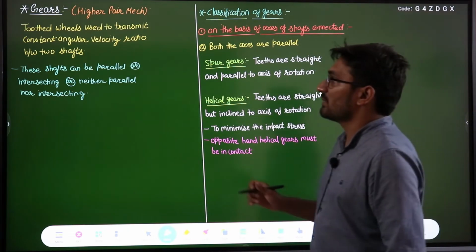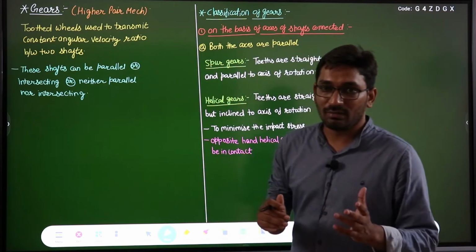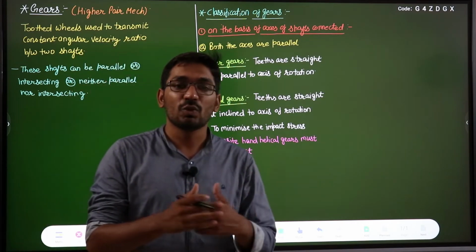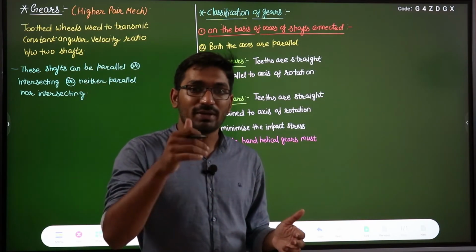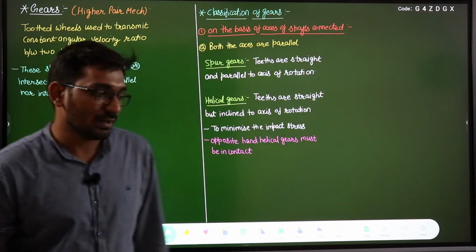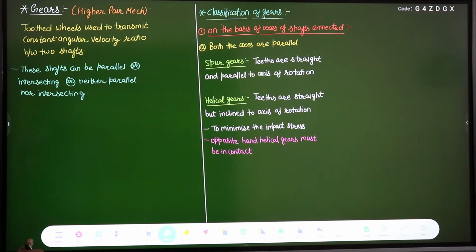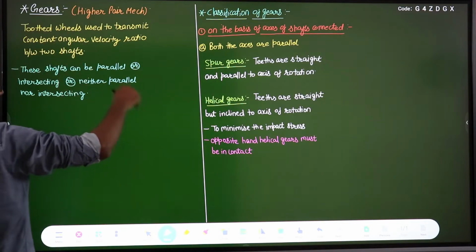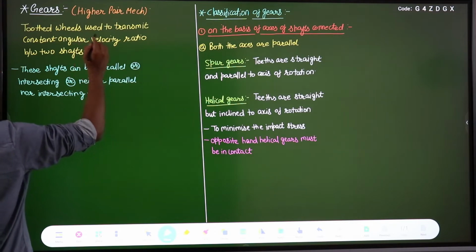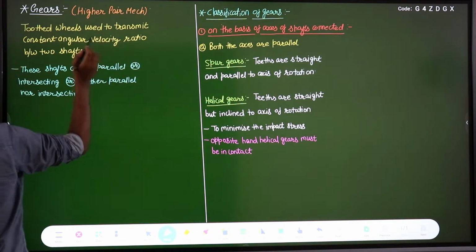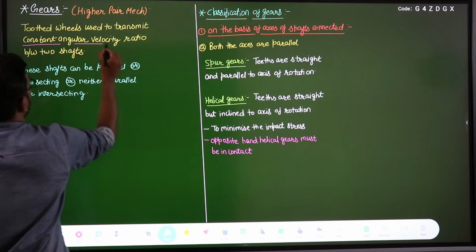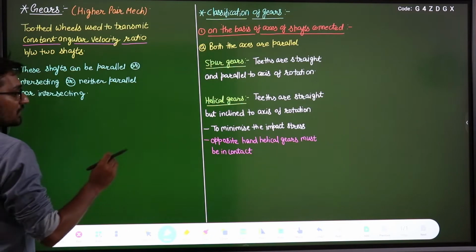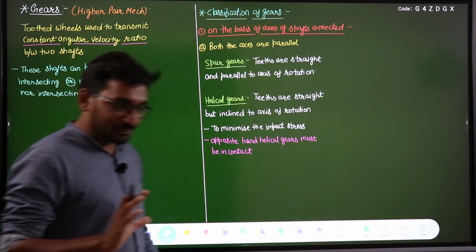Gears are those mechanisms which are of higher pair. Gears are the higher pair mechanism. Higher pair means when two links are connected, the point of contact is either a line contact or a point contact. So we can say that gears are toothed wheels. On the wheels we have some teeth, and gears are used to transmit constant angular velocity ratio between two shafts. This is important.